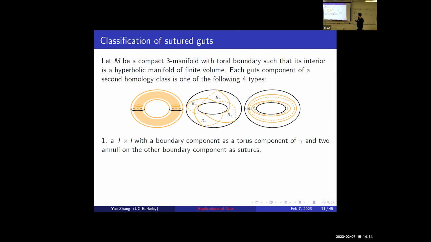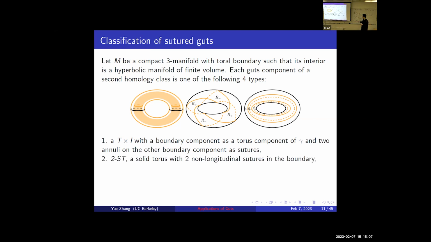And so if M is a hyperbolic manifold, the types of suture guts can actually be classified into the following 4 types. The first one is T times I, with a boundary component as a torus component of gamma, and the other boundary component as sutures. This is the guts of the Whitehead link.